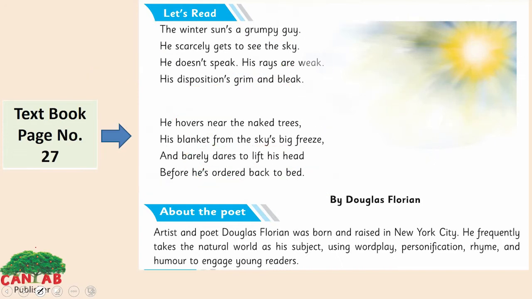So, in this short poem we discussed the sun of the winter. He looks like an angry guy. He very rarely sees the sky and he doesn't speak and his rays are weak and he looks sad, cold and dark. He hovers over the naked trees and his blanket is a big freezing sky and he very rarely lifts his head up. And when his time comes to go back to the west. This is a fun poem about the winter sun.